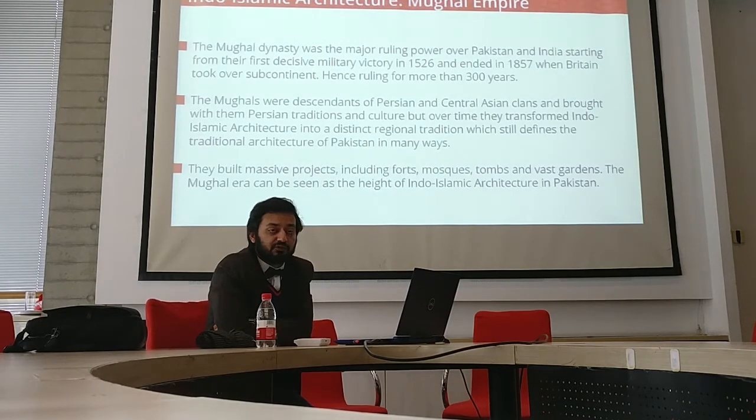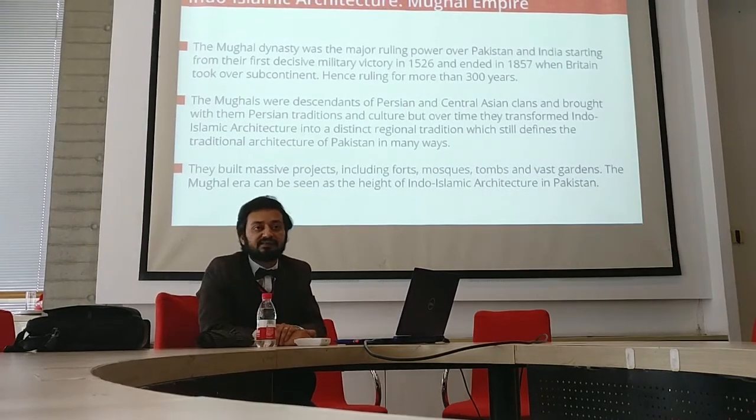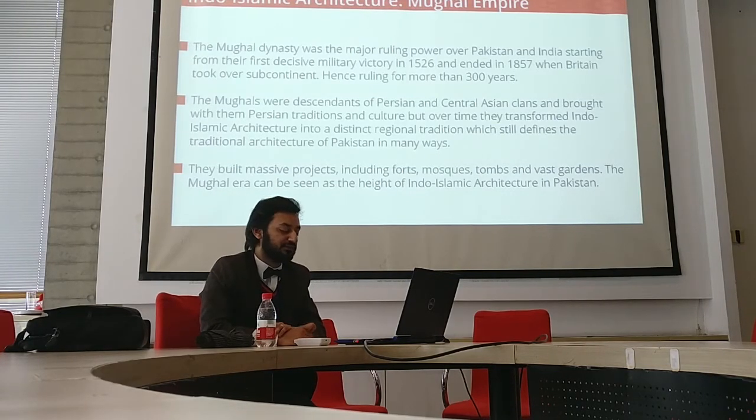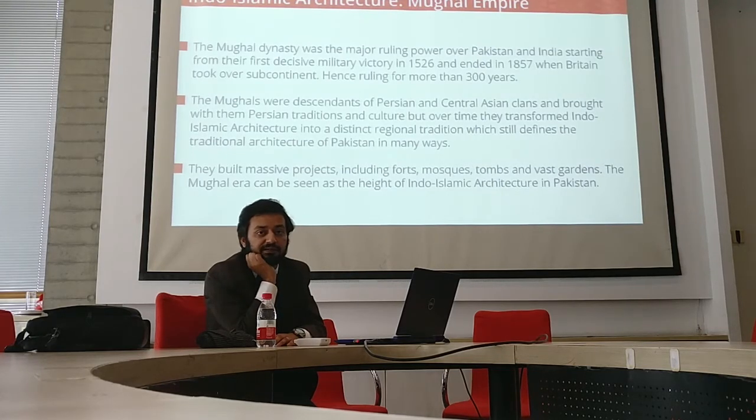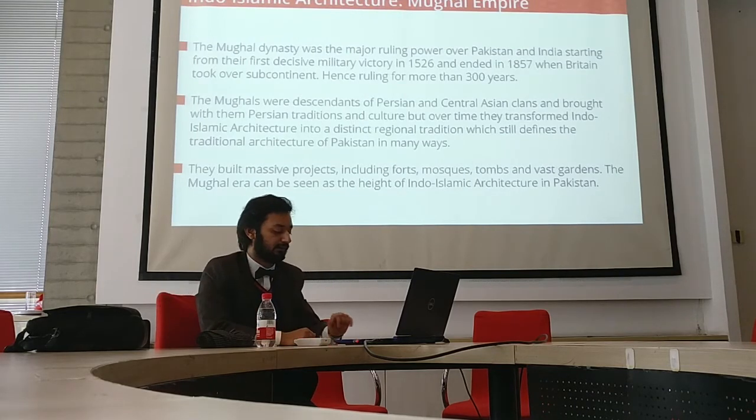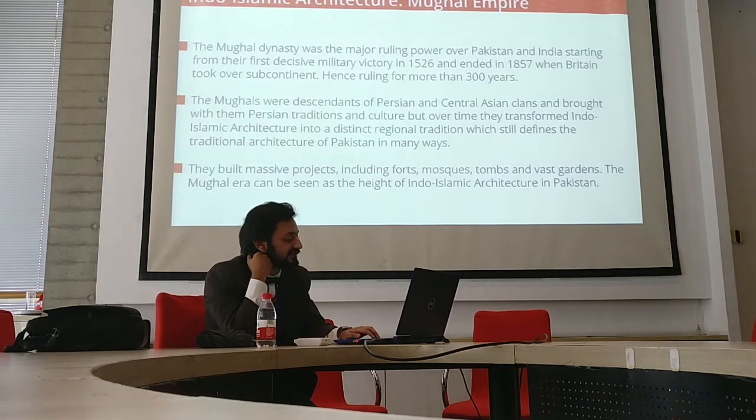And they built massive projects. They built a lot of gardens, forts, mosques, and everything was huge at a very grand scale because they really wanted to get acknowledged that they are the central power of the region. So the Indo-Islamic architecture, which is the Pakistani variant of Islamic architecture, is very huge in scale, and I have one or two examples of that.